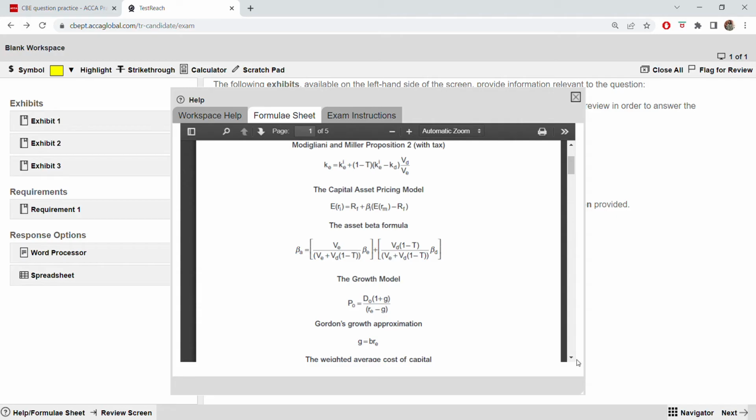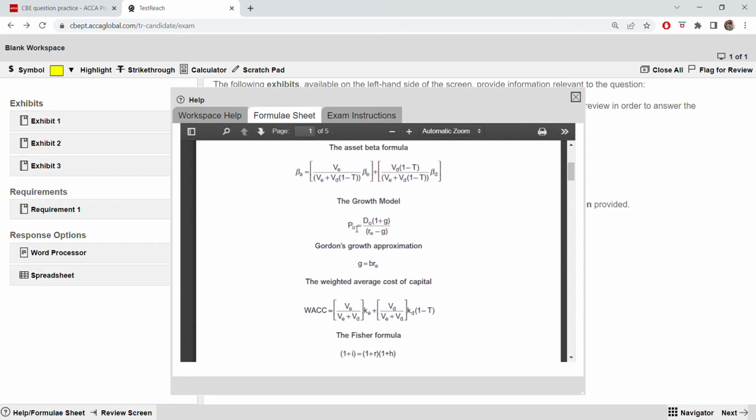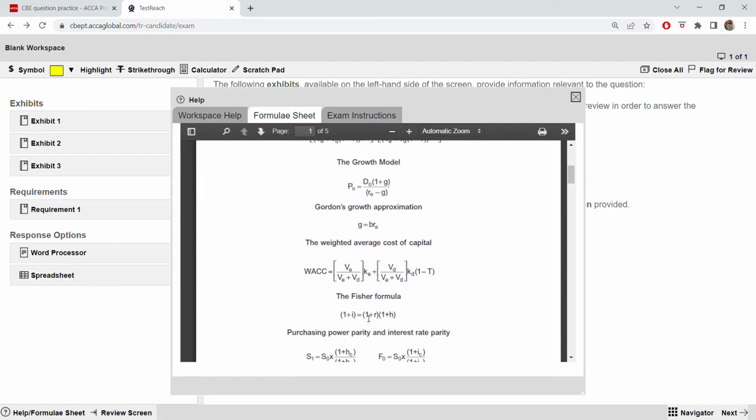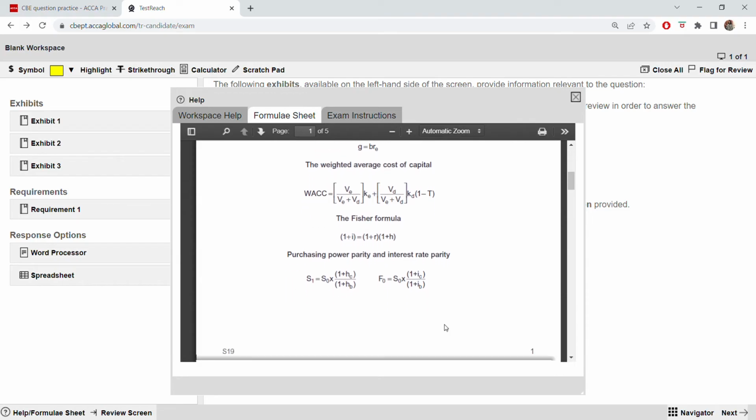Growth model we have. There are two. One is dividend valuation. Gordon's growth approximation, g = b × r, where you are given the retention rate as well as the cost of equity to find the growth. Next we have WACC. How to calculate WACC is also there. Fisher's formula, that is for interest and inflation. Then we have purchasing power parity and interest rate parity. This is to predict exchange rates.